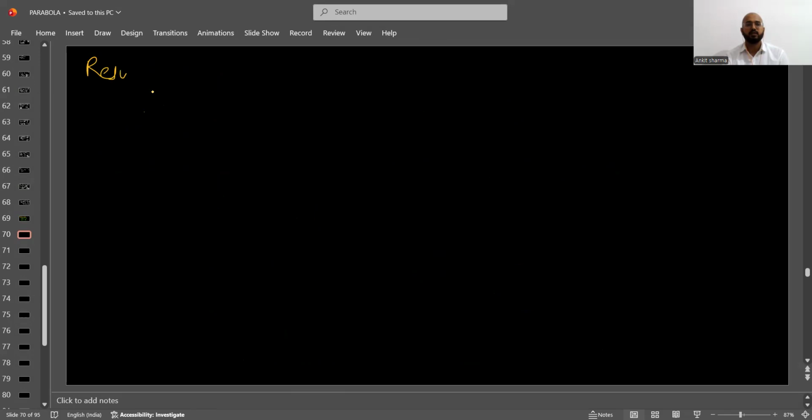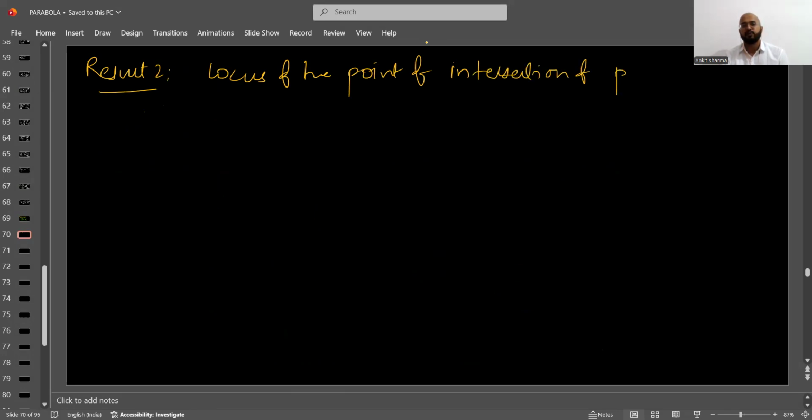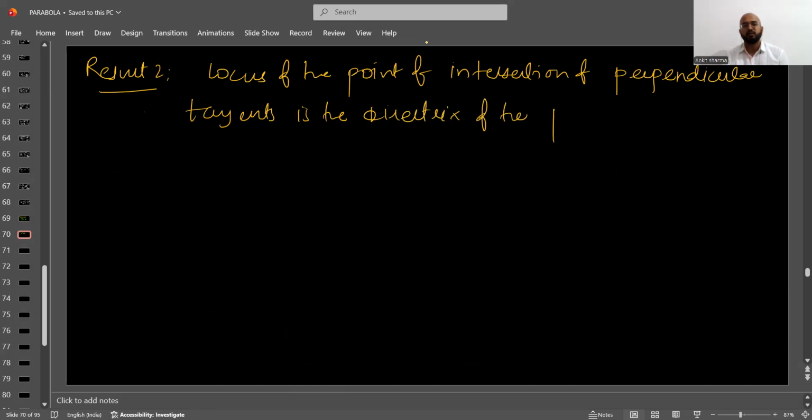So if someone asks me for the locus of the point of intersection of perpendicular tangents, result 2: the locus of the point of intersection of perpendicular tangents is the directrix of the parabola. This is a very important point.